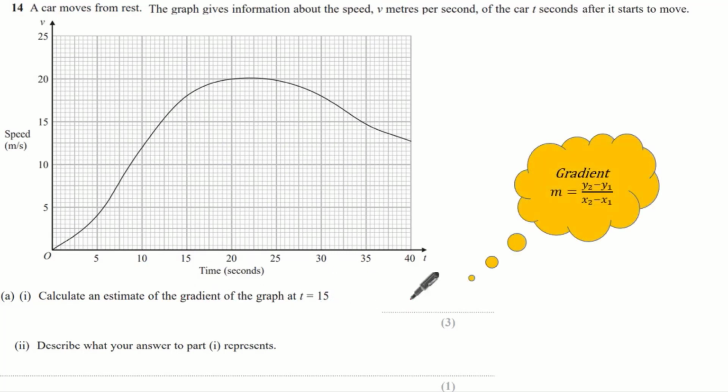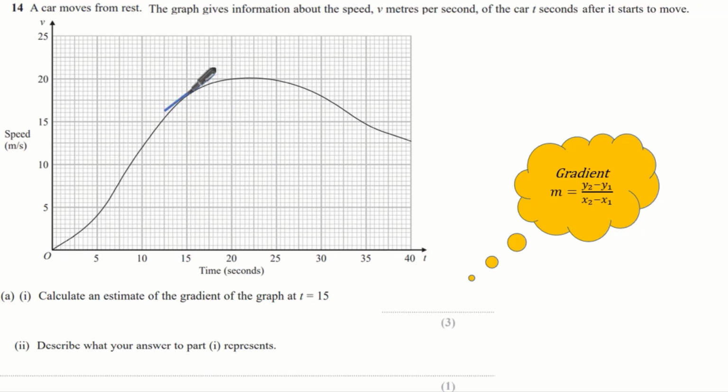Well, the gradient is simply the difference in y-coordinates over the difference in x-coordinates. But how do we find this? Looking at time 15 seconds, we need to draw a tangent at this particular time, so then we can identify the coordinates. The tangent can be as long or as short as you want, as long as the tangent touches at the point t equals 15 seconds, like I've done here.